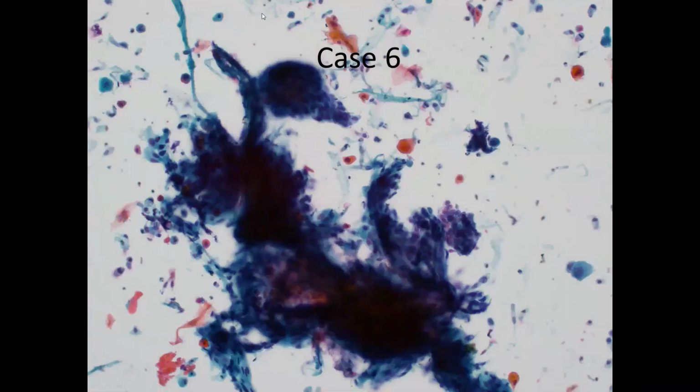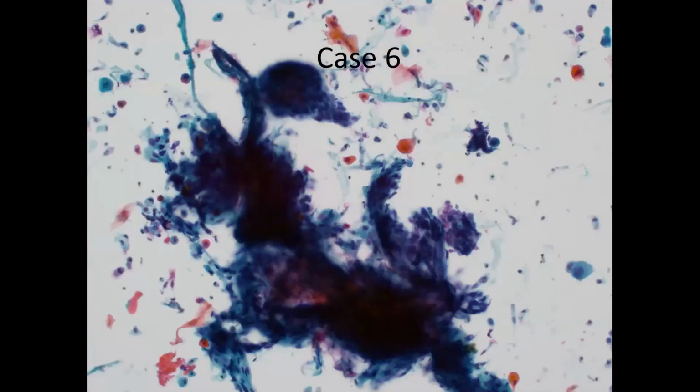Again, it's highlighted better in the PAP. We can see that we have these sort of clusters, jagged, irregular clusters of non-keratinizing squamous cells, as well as these frankly keratinizing cells in the background. So this ended up being obviously a metastatic or a squamous cell carcinoma.